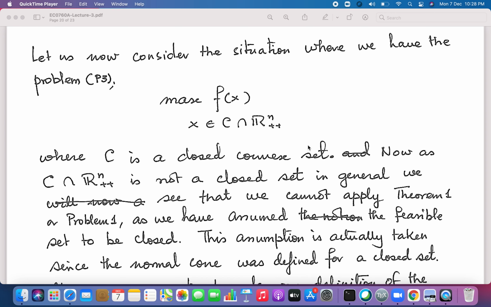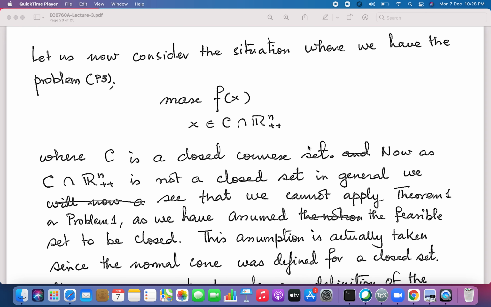So basically now we are looking at a situation, if you look at the production maximization problem, where you are maximizing a function f(x) where x is an element of C intersection R^n_+. Now C is a closed convex set, but C intersection R^n_++ is not a closed convex set in general. Please understand that.